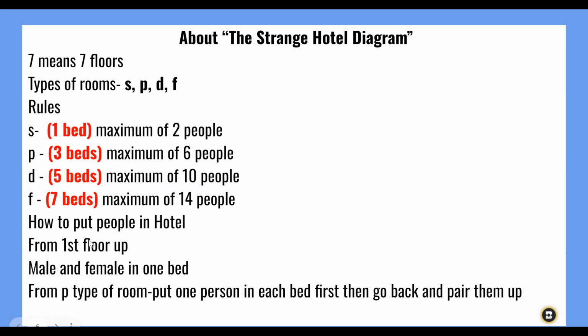So how do we place them? You start from the first floor, which I demonstrated to you. Male and female in 1 bed. From P type of room, you put 1, 1, 1, then you go back and pair them up. Okay?